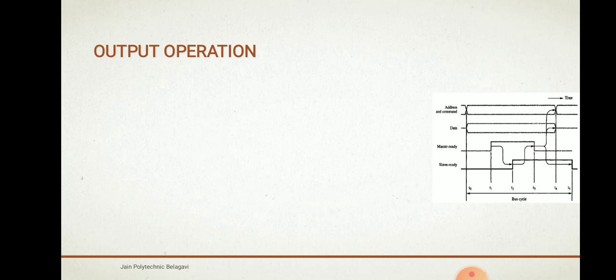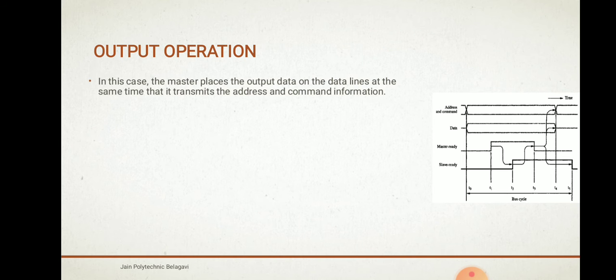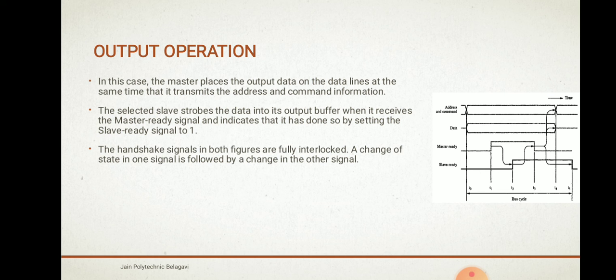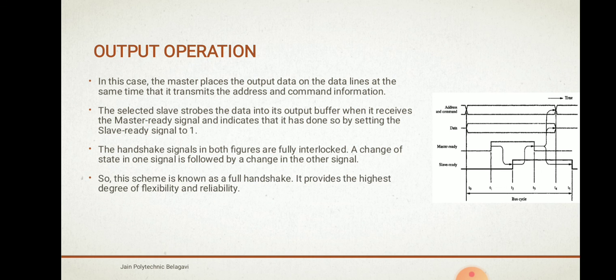Now we see the output operation. In this case, the master places the output data on the data lines, and at the same time it transmits the address and command information. Again the same procedure: the selected slave will store the data into its output buffer when it receives the master ready signal, and indicates that it has done so by setting the slave ready signal to 1. The handshake signals in both the figures are fully interlocked. A change of state in one signal is followed by a change in another. So this is known as a full handshake.